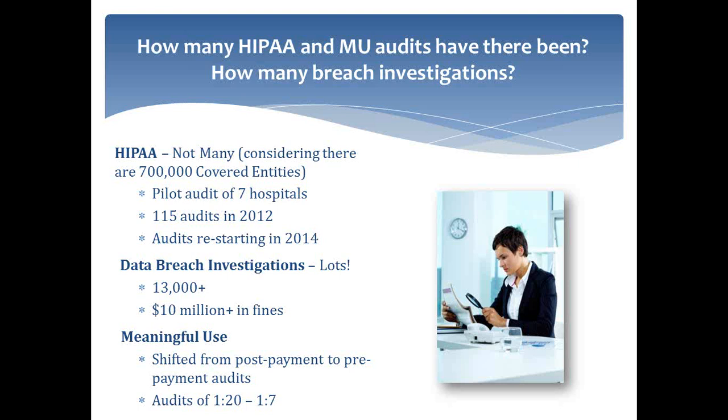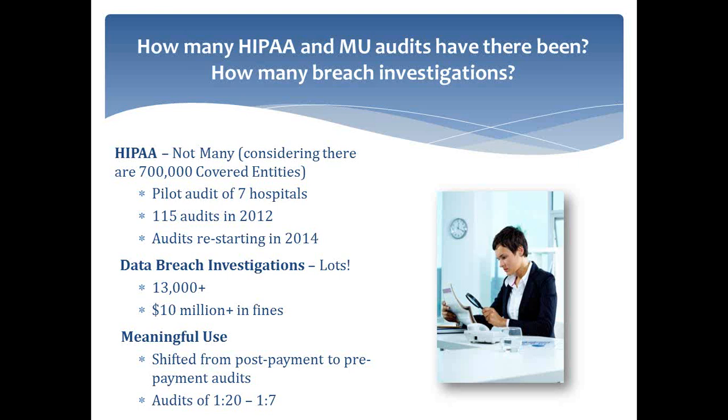There was an audit, a pilot audit of 7 hospitals, and what they were really trying to determine in the audits were some areas that needed attention in terms of educating the healthcare providers in terms of what they needed to do to comply. In 2012, audits were funded. There were only 115. Now, when we say that the odds are small, look at that number of 700,000 covered entities. And with the omnibus rule that kicked in last year, we now have all the business associates.